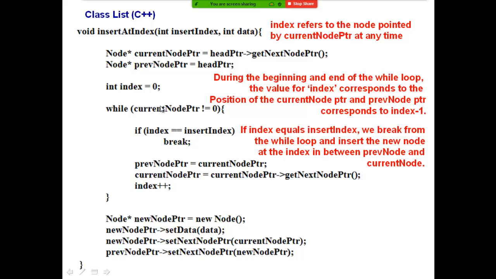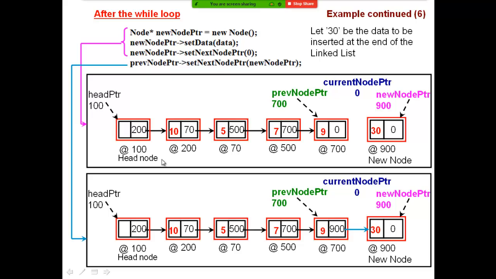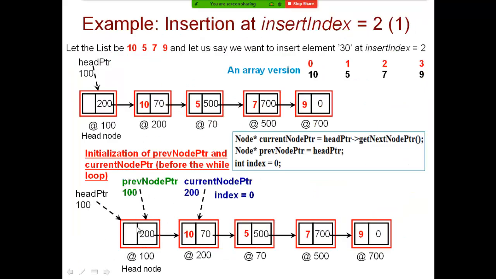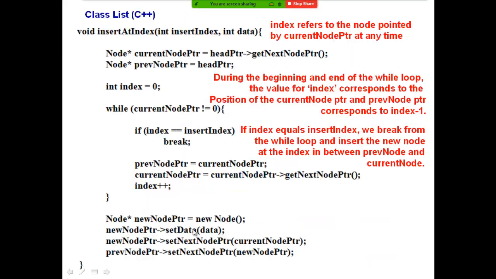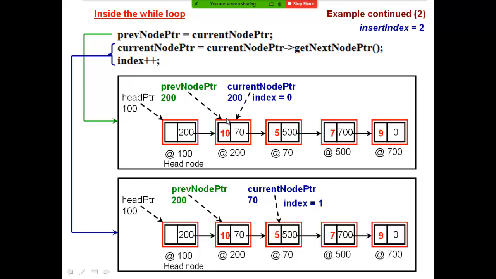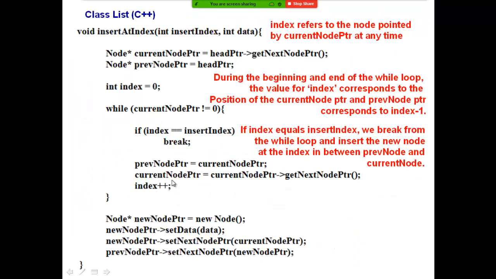So we will set now our previous node pointer, which was initialized to the head pointer, pointing to the head node. So now the previous node pointer will be assigned the value of current node pointer. So basically you're moving these two pointers to the next node. So you first move the previous node pointer to point to the next node, which is the data node here. So when you say previous node pointer equals current node pointer, the previous node pointer takes the value 200. And then you move the current node pointer to the next data node.